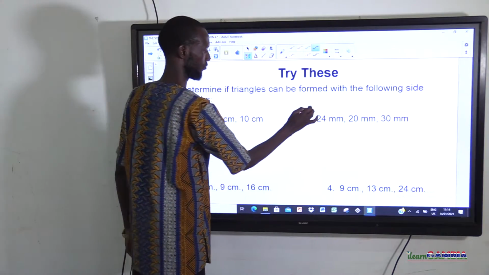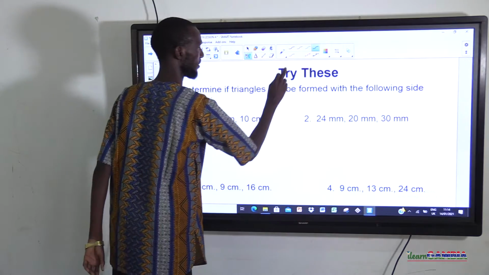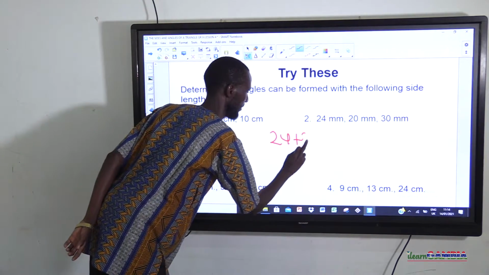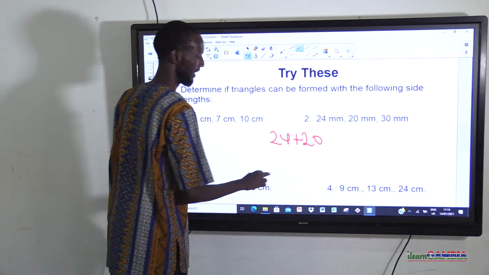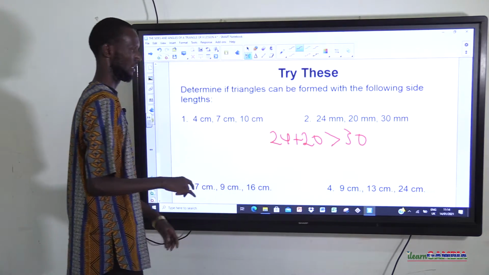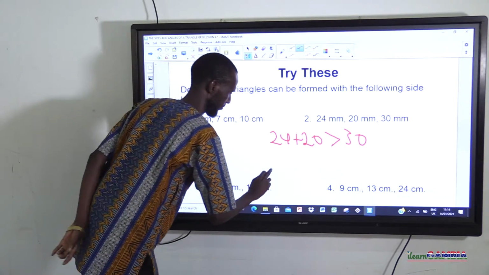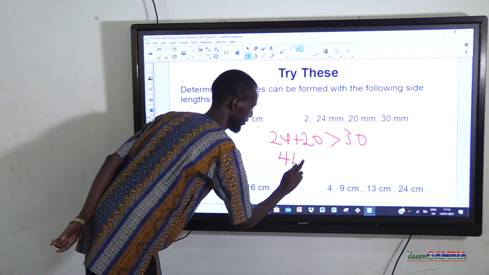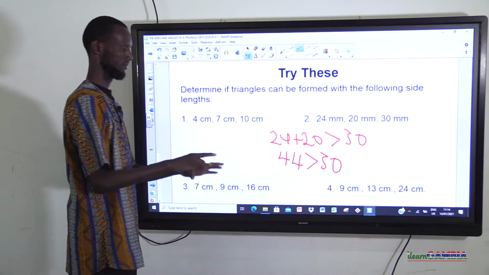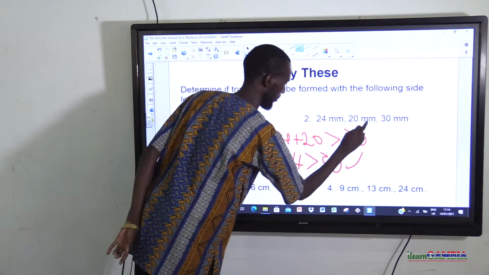Let's take up the first 2, the 24 and the 20. If you add them up, that will be 24 plus 20. If you add that up, will you get an answer greater than 30? And obviously, 24 plus 20, that's going to give us 44. Is 44 greater than 30? Yes. So the first one works, okay?